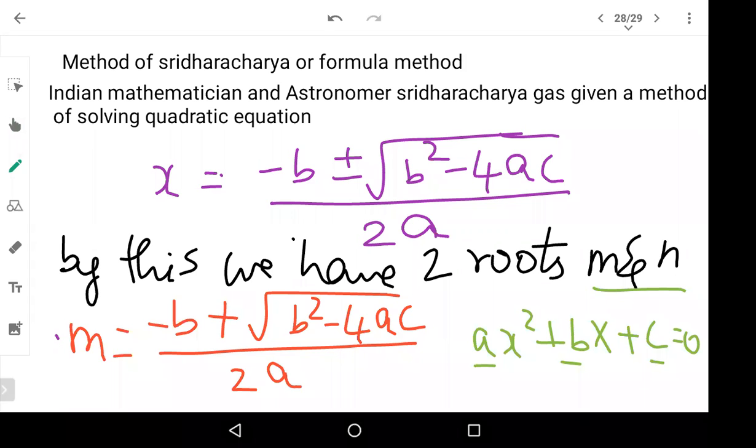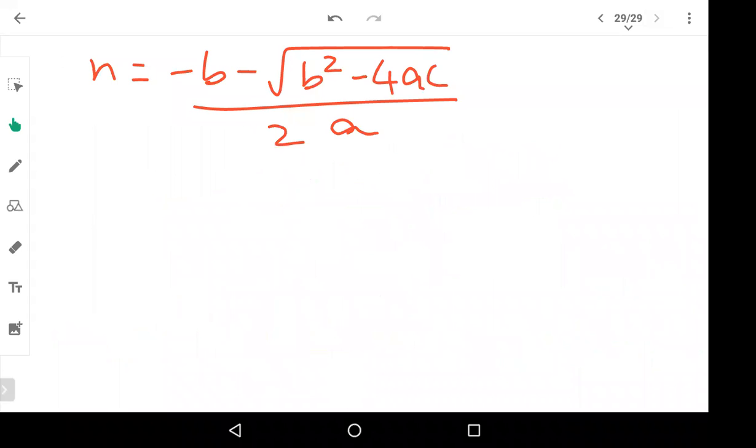So let us understand what the m root and n root are. If you see here, from the same formula, we have derived m, that is, m is equal to minus b plus square root of b square minus 4ac whole divided by 2a. In the formula you have plus or minus, so plus square root gives one root. Now the other root n is nothing but minus b minus square root of b square minus 4ac by 2a.